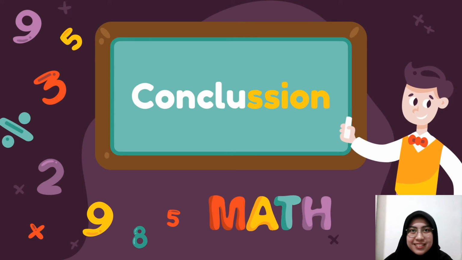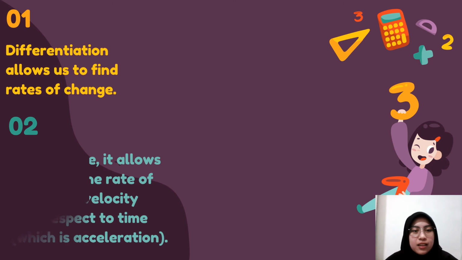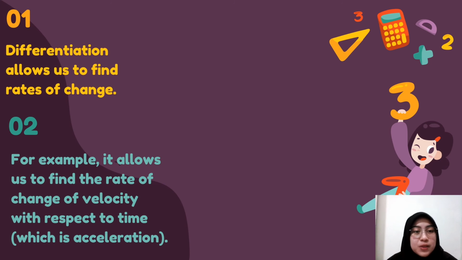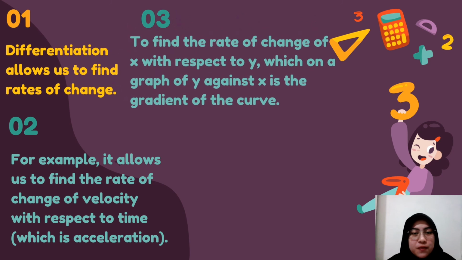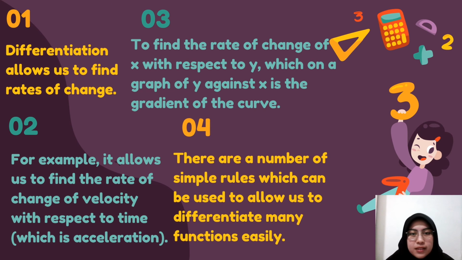The conclusion. First, differentiation allows us to find rates of change. Second, for example, it allows us to find the rate of change of velocity with respect to time, which is acceleration. And third, to find the rate of change of y with respect to x, which on a graph of y against x is the gradient of the curve. And fourth, there are a number of simple rules which can be used to allow us to differentiate many functions easily.